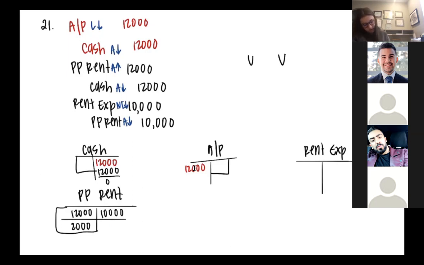Rent expense is 10,000, right? And they understated their net income? If you didn't record an expense, hi Jenny, then your net income is overstated because you didn't lower your net income with that expense. So it's overstated. Does everyone get this one?